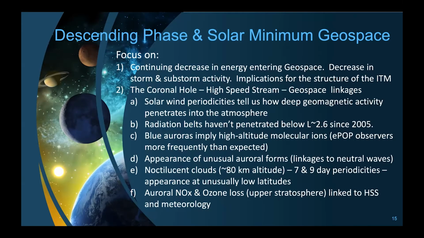Blue auroras imply that there are high-altitude molecular ions, and the EPOP spacecraft has been observing these molecular ions at high altitudes more frequently than expected. And the blue auroras popped up more strongly when the coronal hole area increased. So the connection between that is an interesting issue. There's the appearance of unusual auroral forms, which links to neutral waves. Noctilucent clouds have 7 and 9 day periodicity in them. And they're at 80 kilometers, and they're now appearing at unusually low latitudes, and we don't know the reason for that.